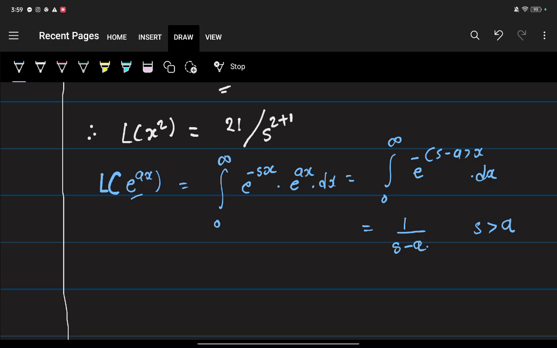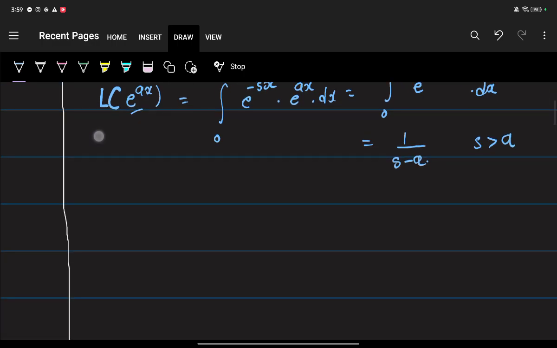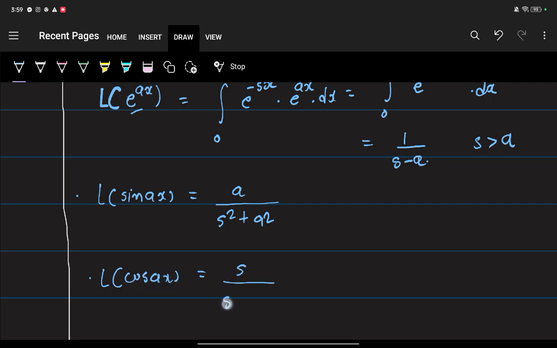That is the condition. Okay, now what about the Laplace transformation of the sine function? What's the Laplace transformation of sin ax? It is simply a by s square plus a square. In the same way, the Laplace transformation of cos ax gives us s upon s square plus a square.